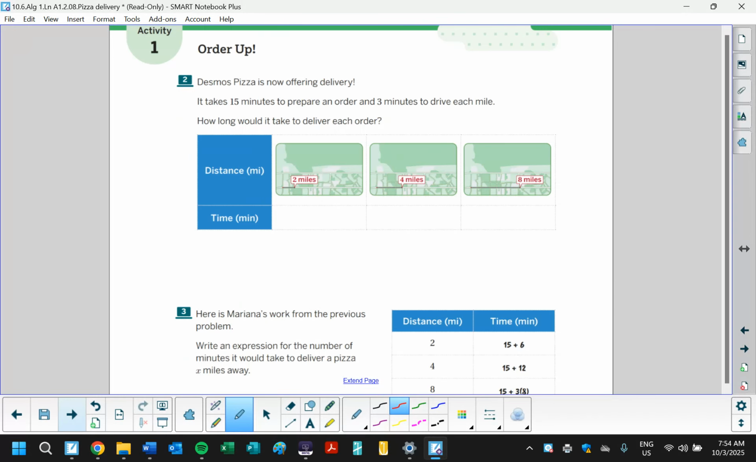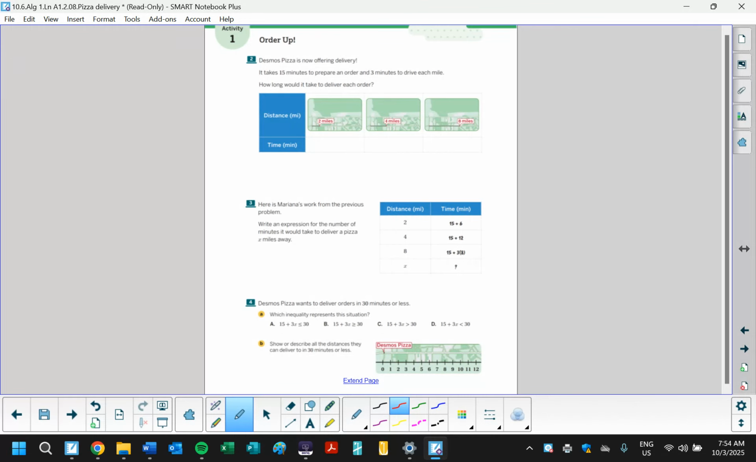All right, so let's go ahead now to page 120. I want you to pause the video, and I want you to take 2, 3, 4 minutes. Try to do numbers 2, 3, and 4. Come on back when you are ready.